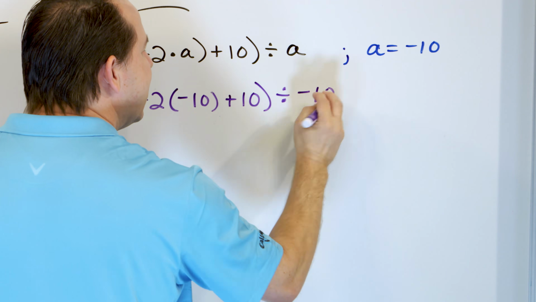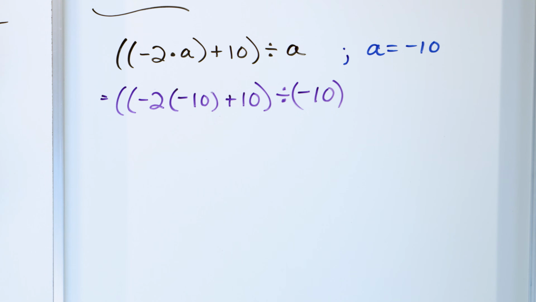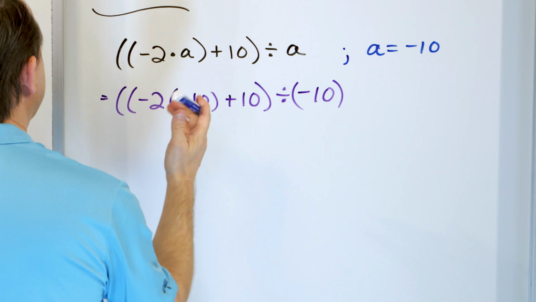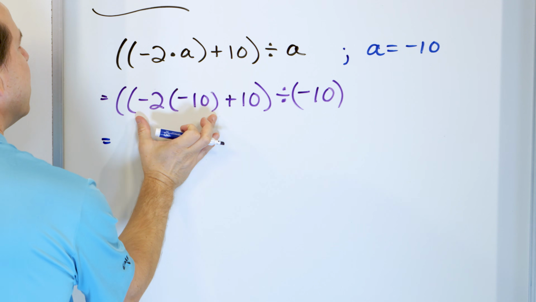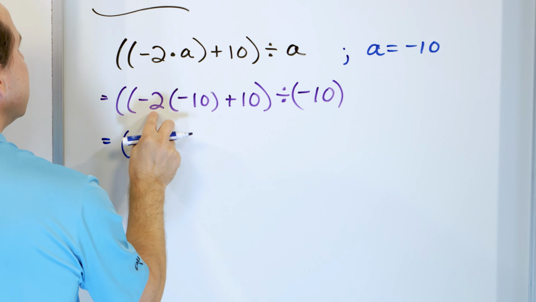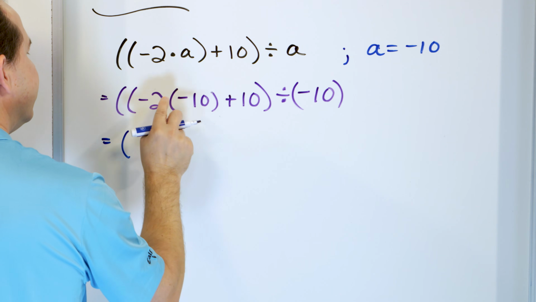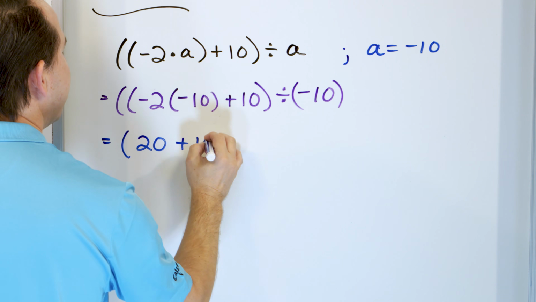Again, you could put a -10 here, but it just reads a little bit clearer to me to put parentheses around it. So next we look on the inside. We have to do what's inside of these parentheses. Inside we have multiplication and also addition. The multiplying happens first. Negative times negative is positive. 2 times 10 is 20. So it's positive 20. We still have this plus 10 here.